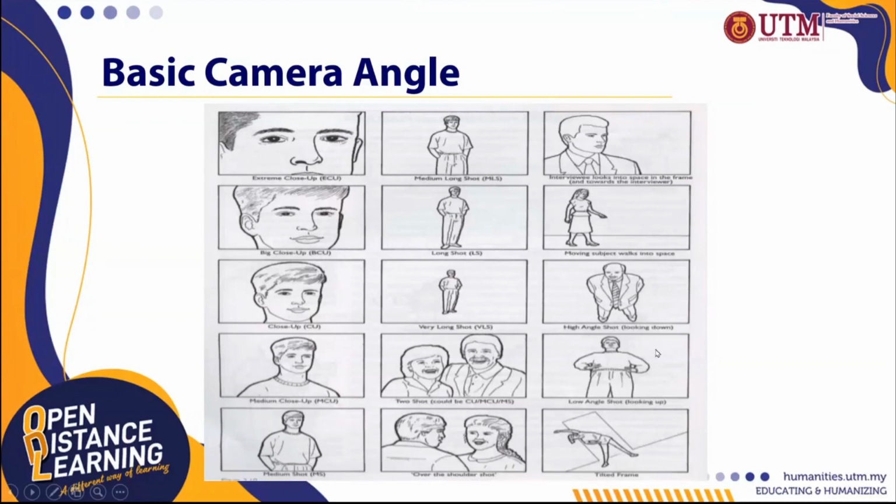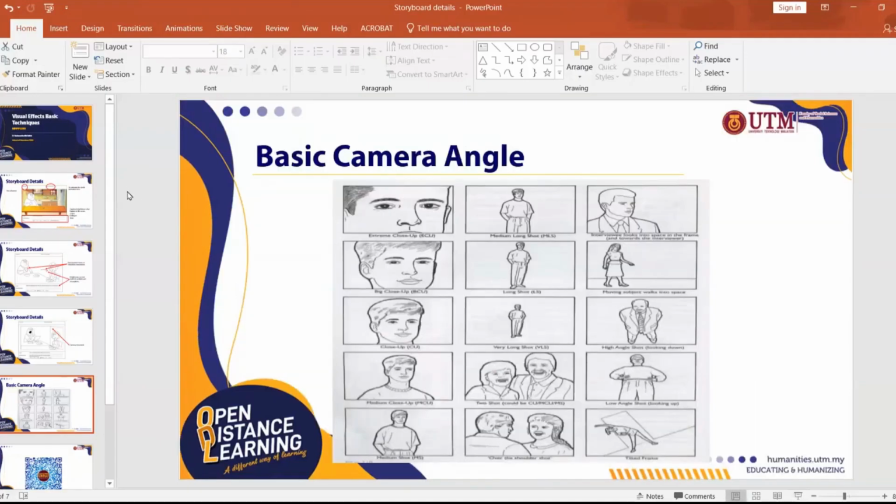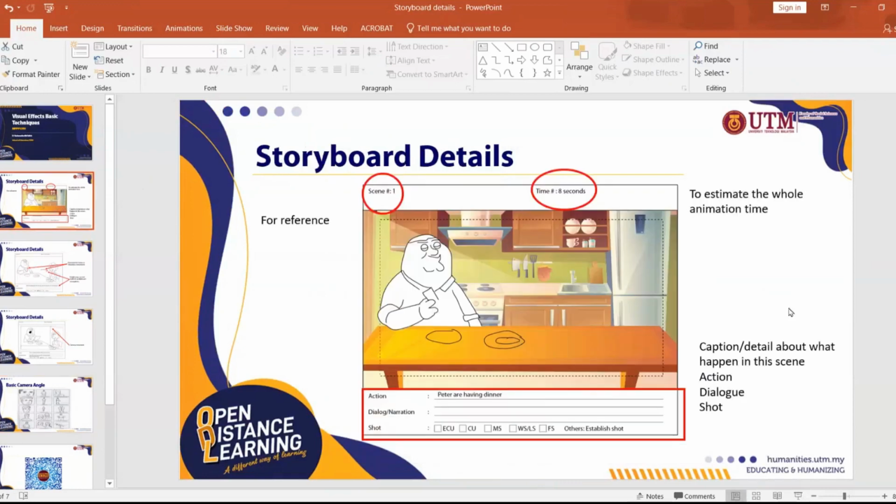From your storyboard, the animator will know the kind of shot. If you state the type of camera angle, the animator can easily understand what the scene is all about. Okay, so that's it for the details about the storyboard.